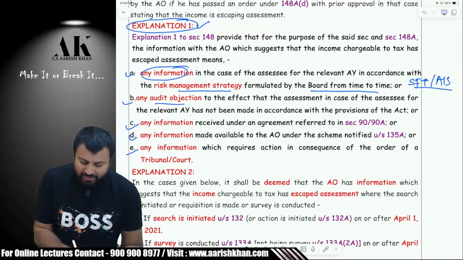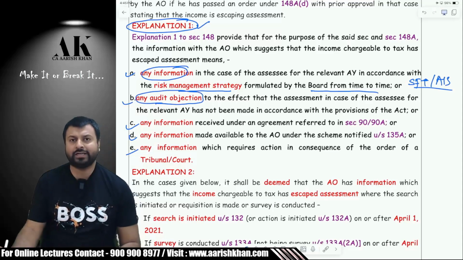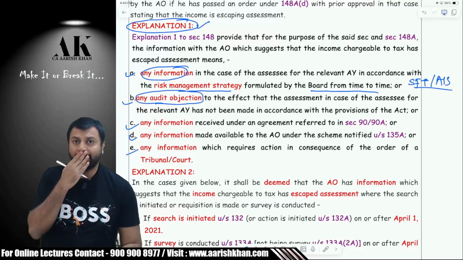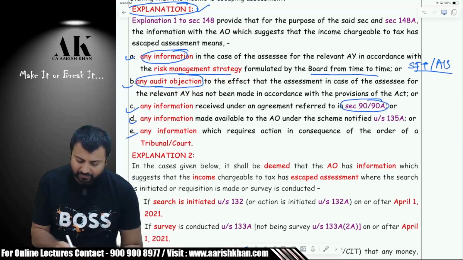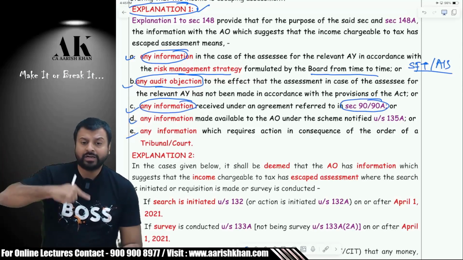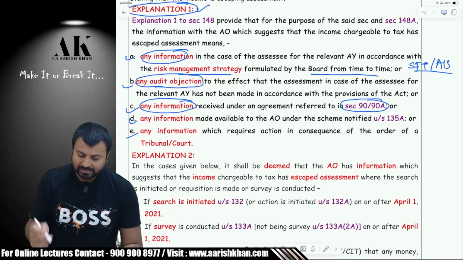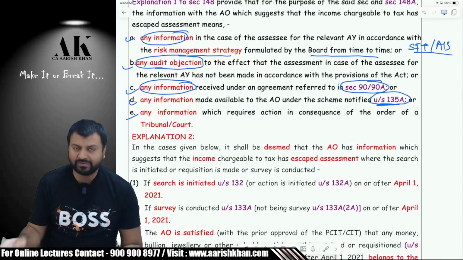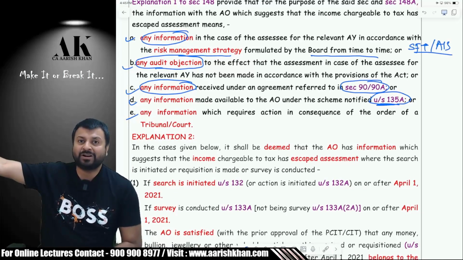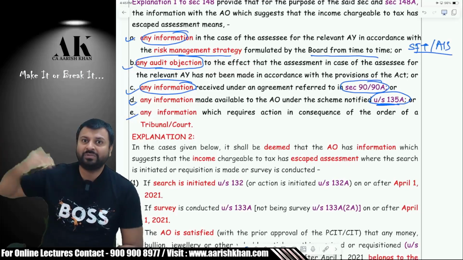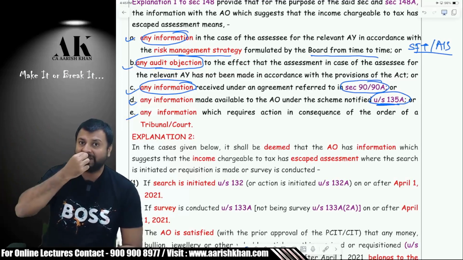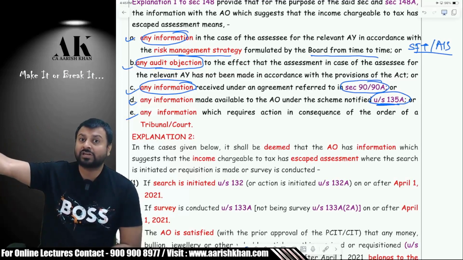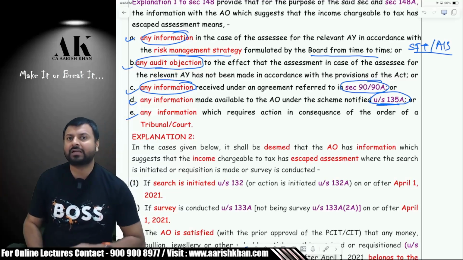Second, the AO has got information from an audit objection from the auditor. He has got the information from the audit report of any auditor that you have escaped some income. Or the AO has got information from the DTAA, from the foreign authorities. Or the AO has got information from 135A. What is 135A? I have told you in the chapter of Income Tax Authority, where you call for information, where you collect the information, etc. Do you remember that? All of them are covered in 135A. Or where you get the information from the Registrar of Companies, all those are covered under 135A.